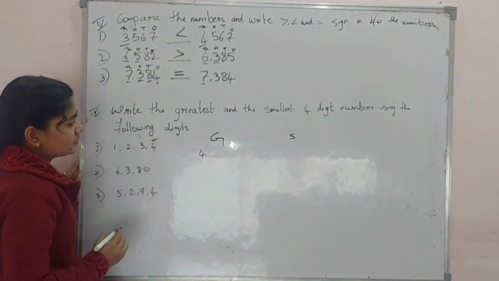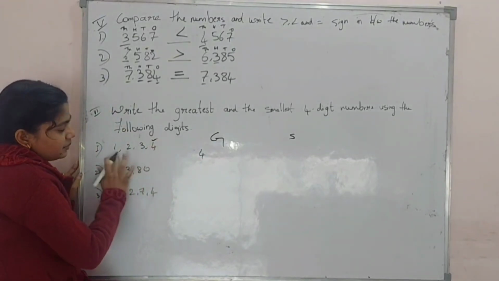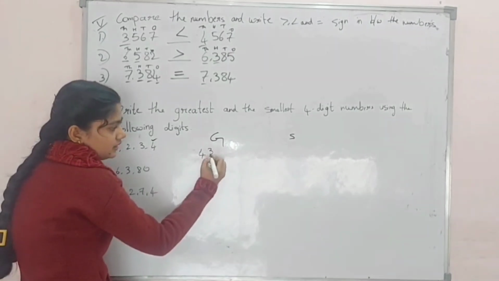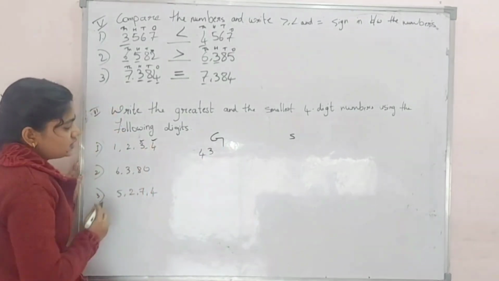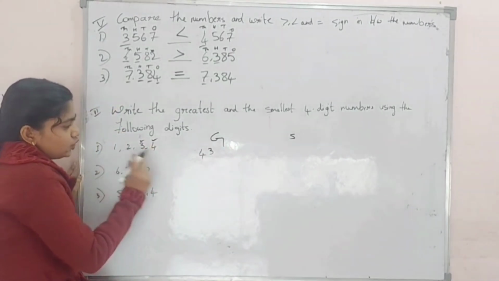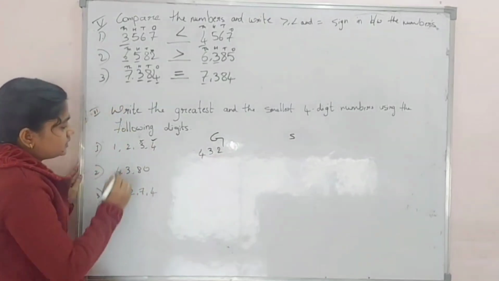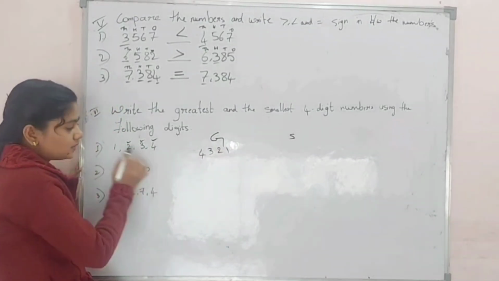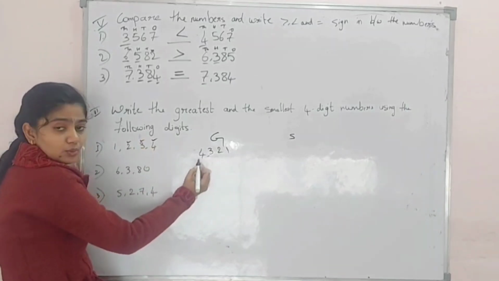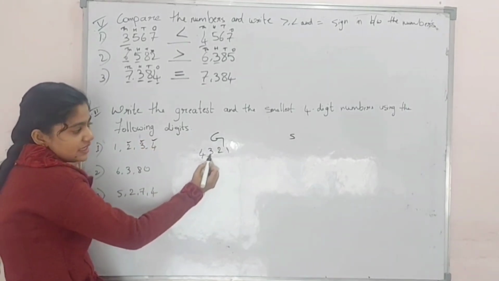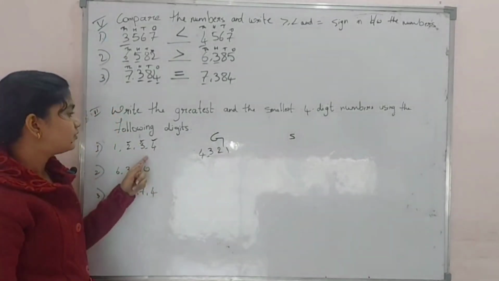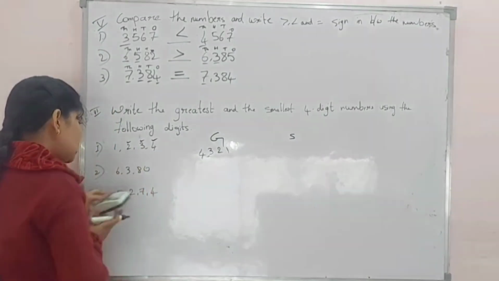Next, in the remaining digits, which one is greater: 1, 2, 3? 3 is greater, so 3. Next, in the remaining, 2 is the greatest. Then the remaining is 1, and I write that 1 here. So I got the greatest number from these digits: 4,321.